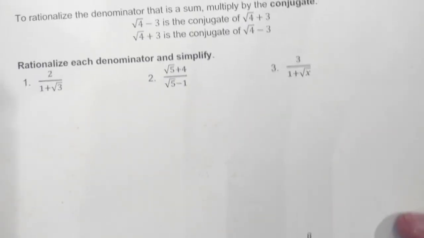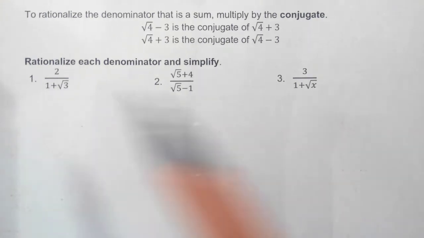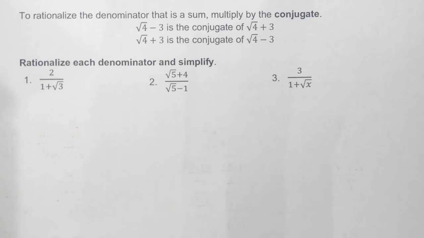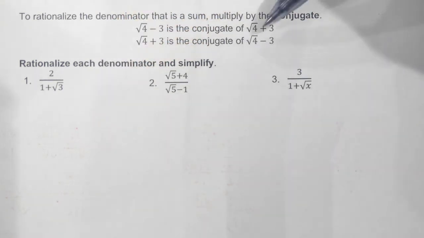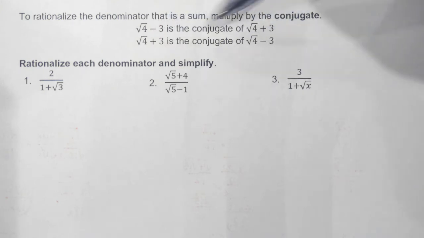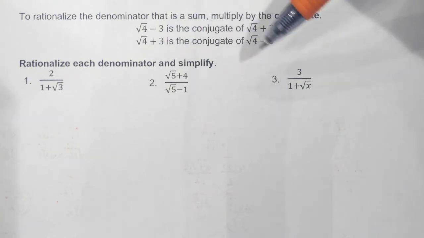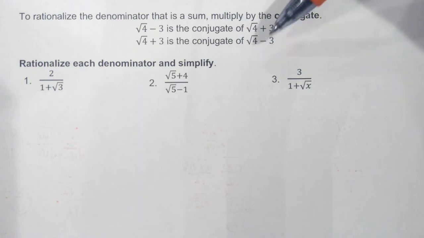So there's rationalizing single things. On the back, we learn how to rationalize a denominator that has a sum. And we can do that by multiplying by whatever the denominator's conjugate is. So the conjugate is the same thing as the sum except for just the opposite sign. So, the square root of 4 minus 3 is the conjugate of the square root of 4 plus 3. And then the square root of 4 plus 3 is the conjugate of the square root of 4 minus 3. So you just notice the conjugate is the same numbers, just an opposite sign. So we can rationalize that sum by multiplying by the conjugate.